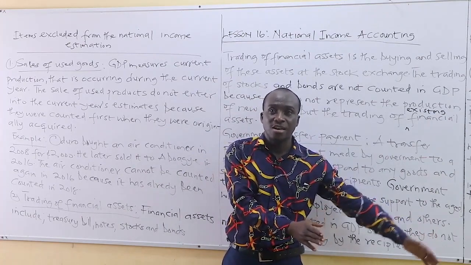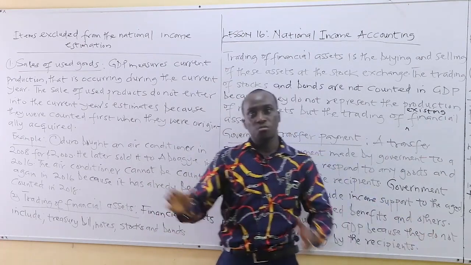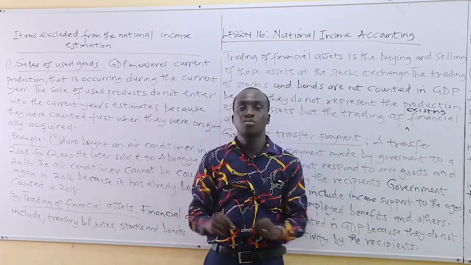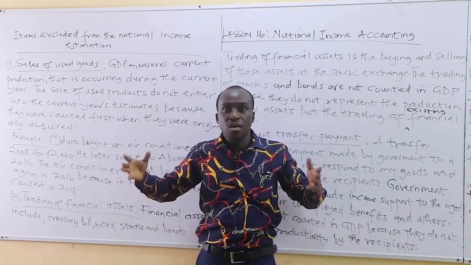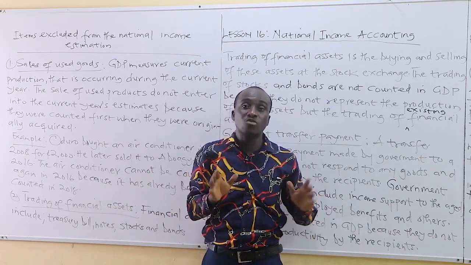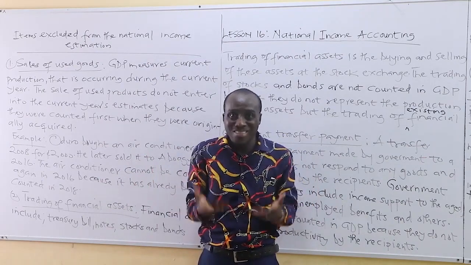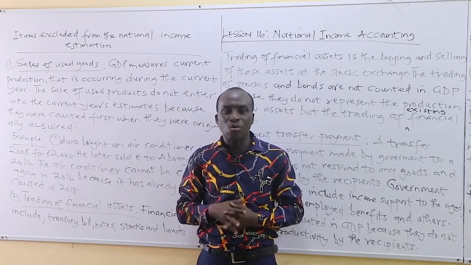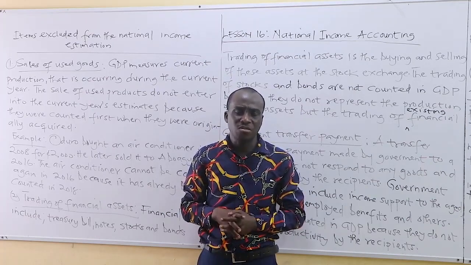It's an old asset. You are just transferring it. When you bought it in 2010, it was added to that year's GDP. So now, if in 2020 you are selling it, you don't need to add it to that year's GDP. It would become double counting, right? And that will actually mirror the true reflection of the GDP.